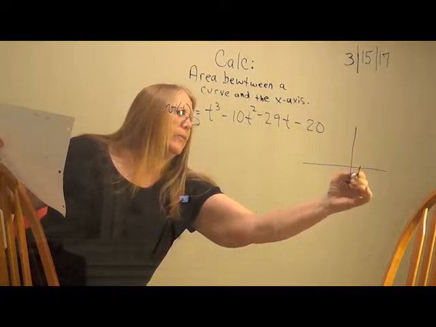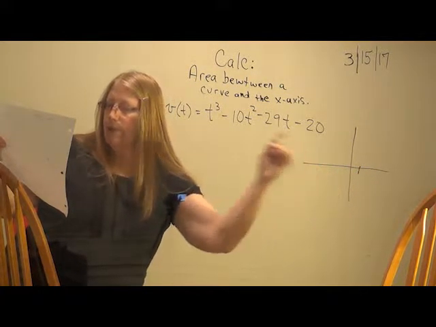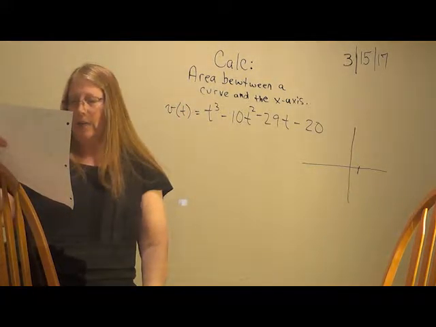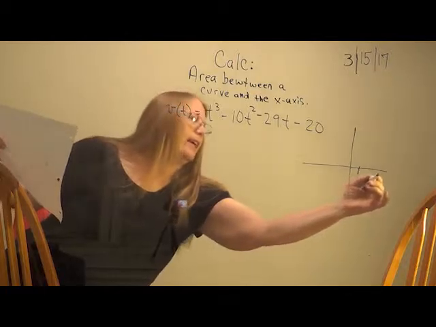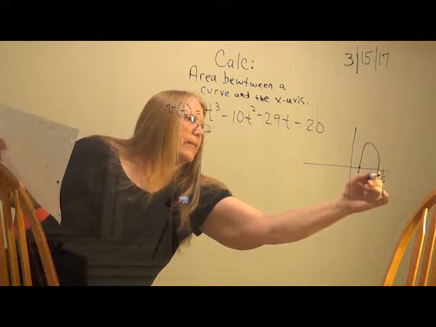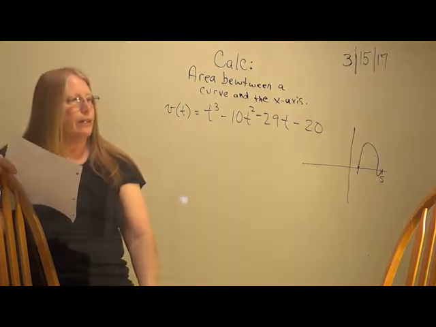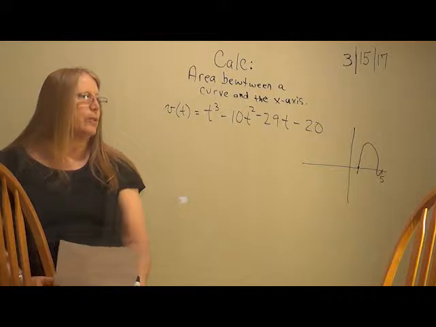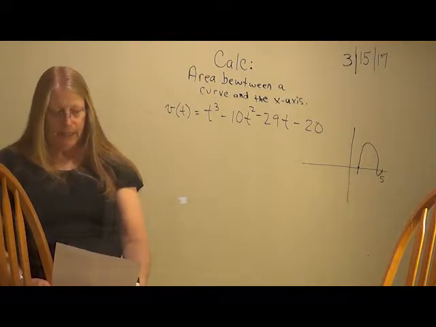If you graph that, you would find that the graph starts, say we look at it from 1 to 5. It's going to start out, go up, and come down, and then back up. So you can see areas between this graph and different portions between the graph and the x-axis.